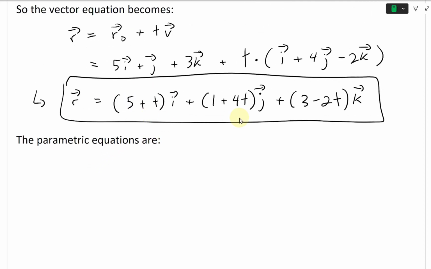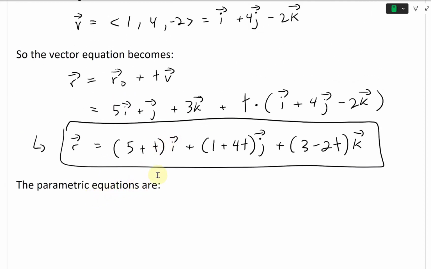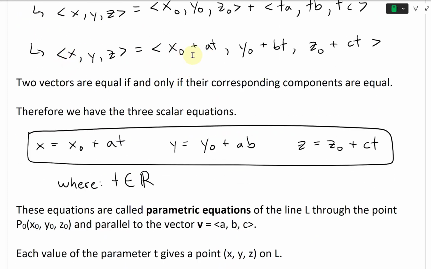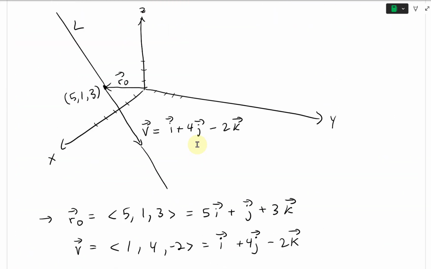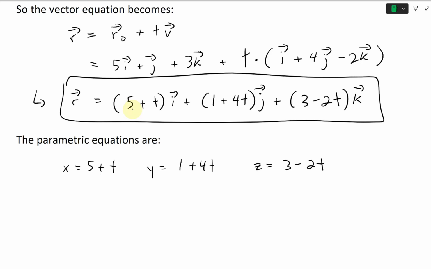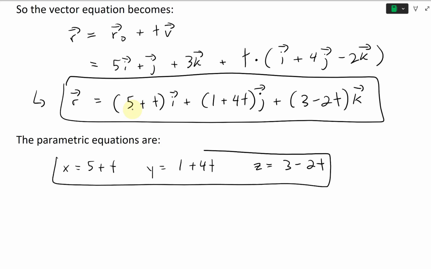All right, now that we have this vector equation, we can get the parametric equations easily just by looking at each of these components. Remember, if we scroll back up, if we write the parametric equation in this form, and then write it out in component form, then we can equate the components. x equals this component, and y and z, etc. So the parametric equations are pretty straightforward. x equals 5 plus t, y equals 1 plus 4t, and z equals 3 minus 2t. Yeah, so those are the parametric equations, and that's pretty straightforward.